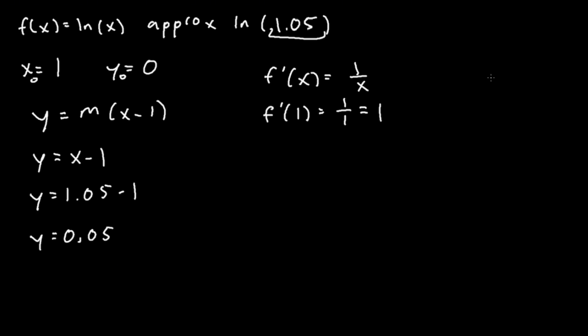Now, if I were to put this directly into the calculator, so ln of 1.05. Okay, if you were to just plug it into the calculator, you get 0.049, if I round, of course. 0.049, but this is immeasurably close to 0.05.